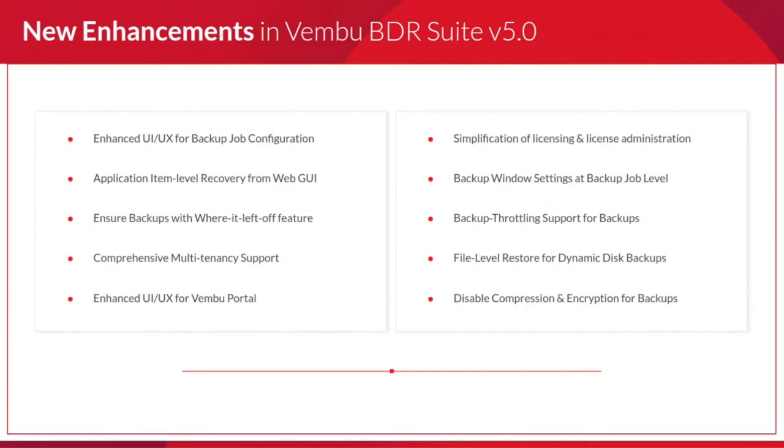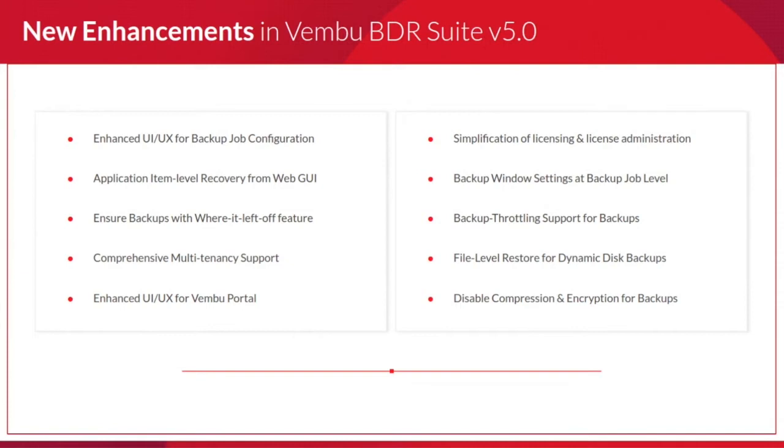Then we have application item level recovery from the GUI. Previously, if you wanted to recover an application object, you needed to install the Vembu Universal Explorer application, and then recover the application items using it. But we have now integrated this into the backup server itself. You don't need to install the Vembu Universal Explorer separately. From the web console itself, you can specify the application and recover the granular objects of these applications from the UI itself.